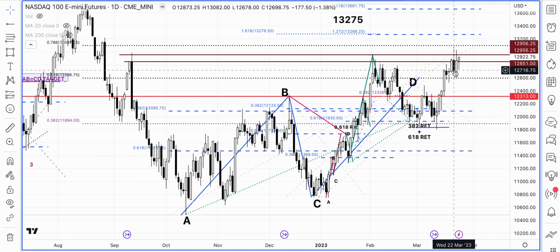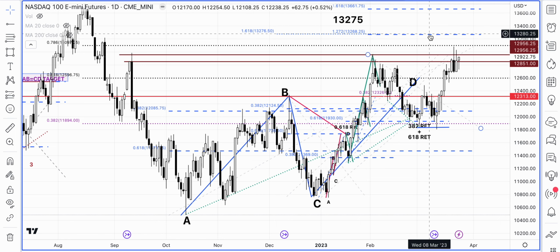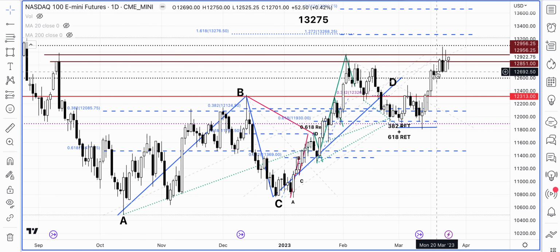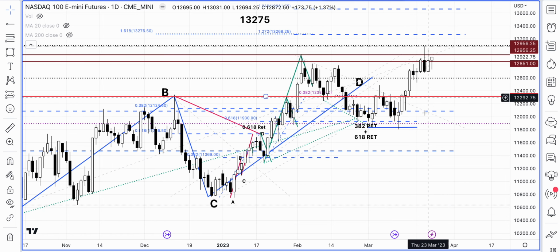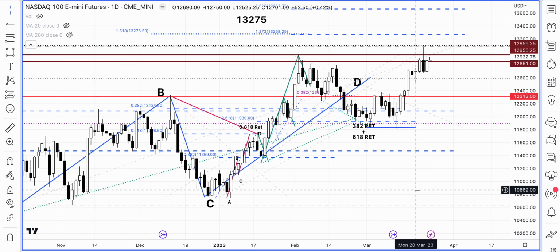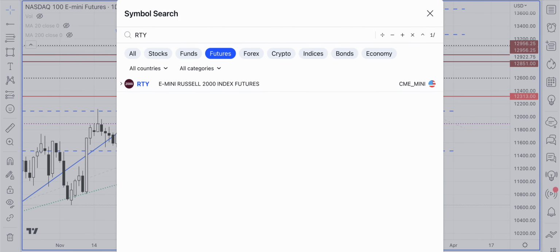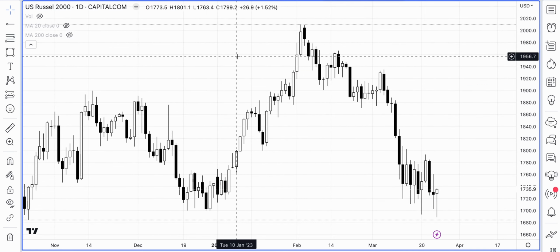13,092, which actually was pretty much touched on Wednesday 22nd of March, with the high being 13,082. We have a higher target of 13,275. Perhaps the price might make an attempt to that if things remain strong. Now let's take a look at the small caps Russell.